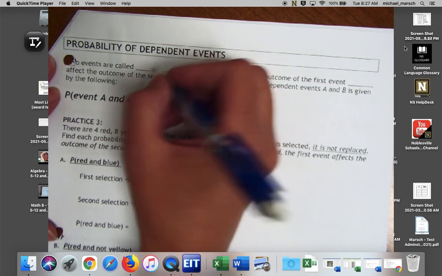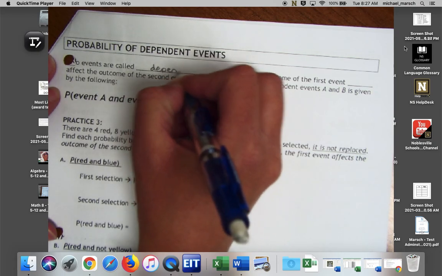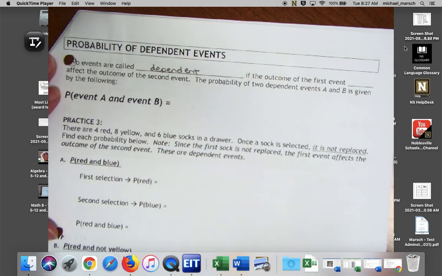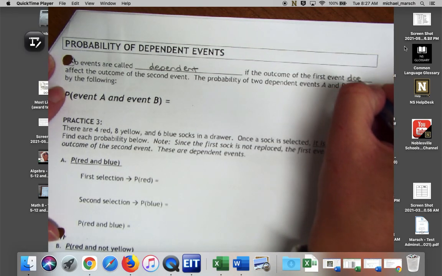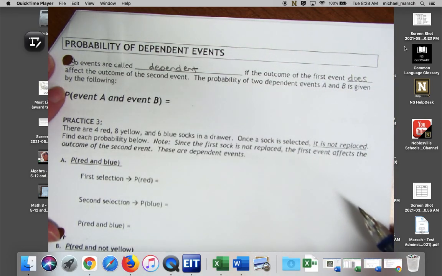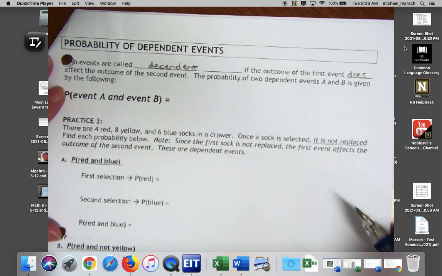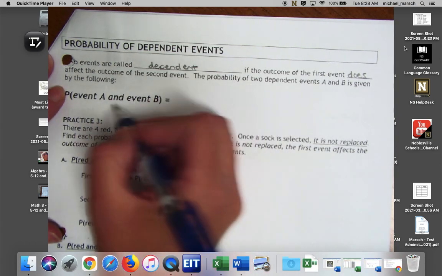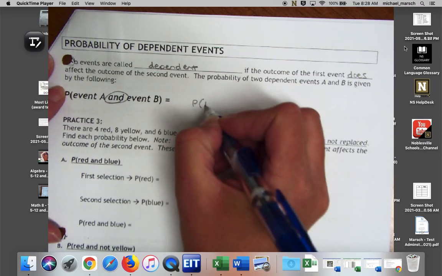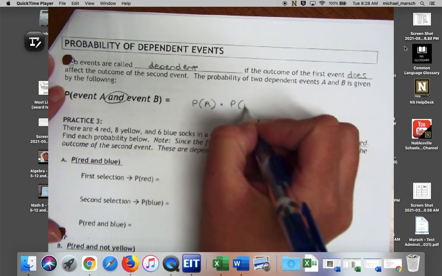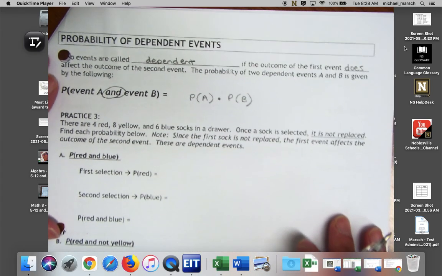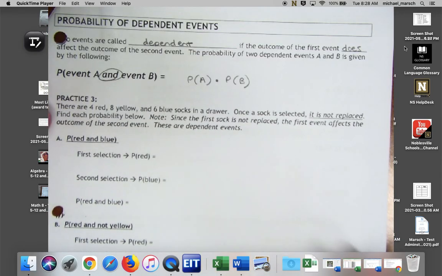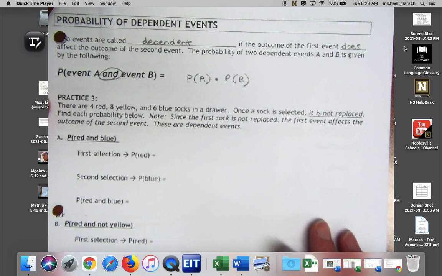2 events are called dependent if the outcome of the first event does affect the outcome of the second event. The probability of 2 dependent events, A and B, is given by the following. So we have the word and, so we're still going to multiply. But this is where I think we talked very briefly, like if you don't replace something, your denominator changes, right? Because your total changes.